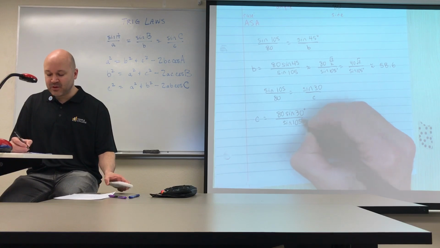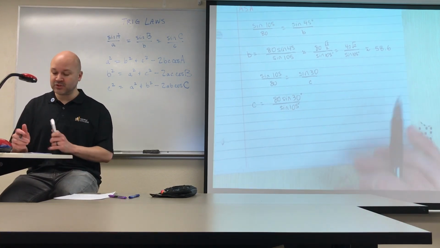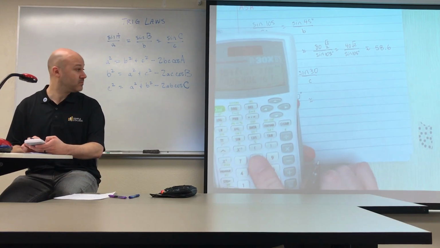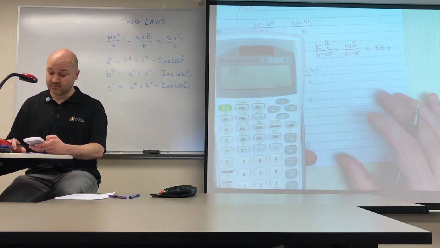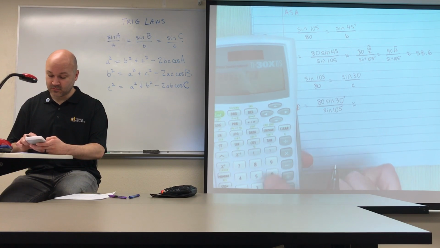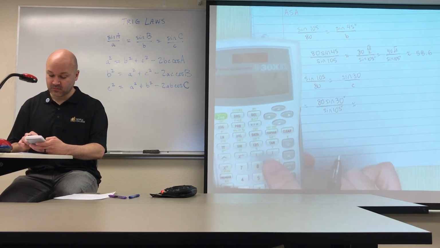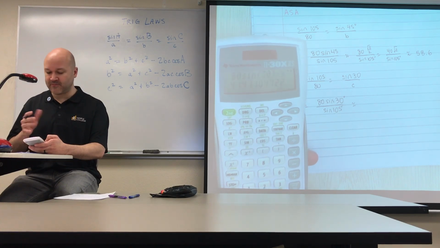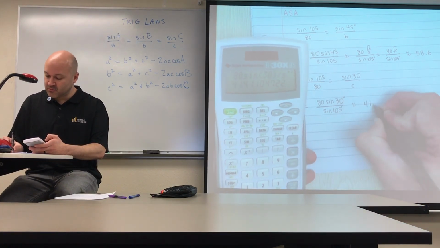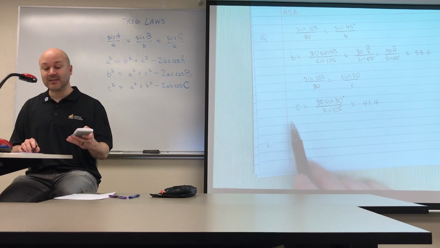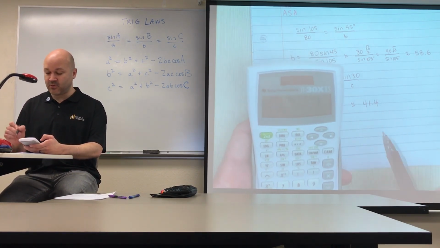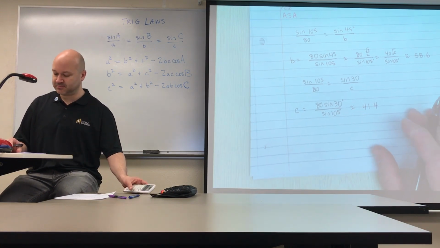Oh, that 30 is pretty. I know sine of 30, but I'm just going to throw this into a calculator. I get about 41.4-ish. We're solving for little c, that is a side length of the triangle. This is not degrees. That is 41.4 units.